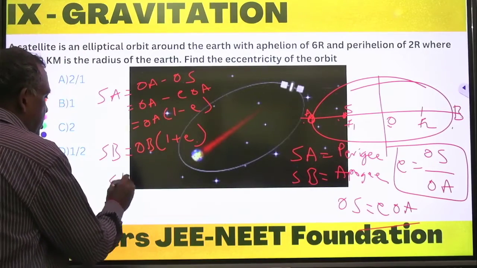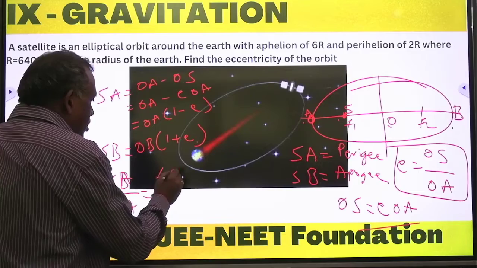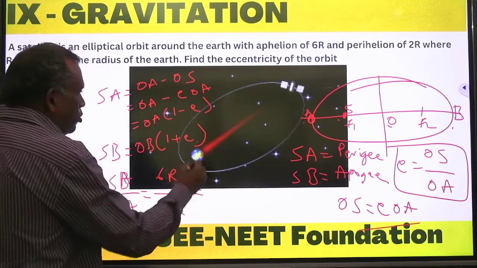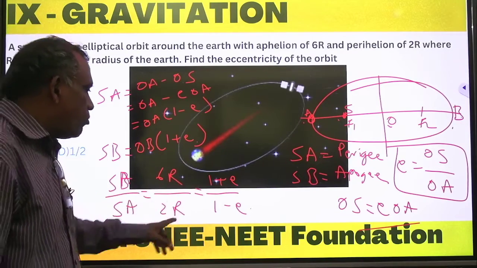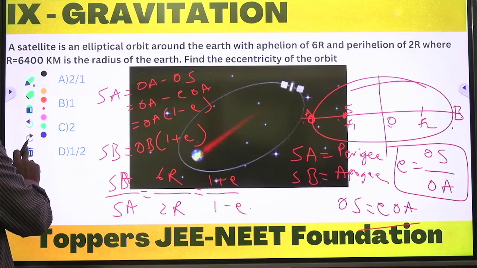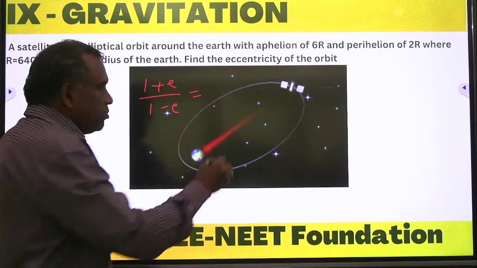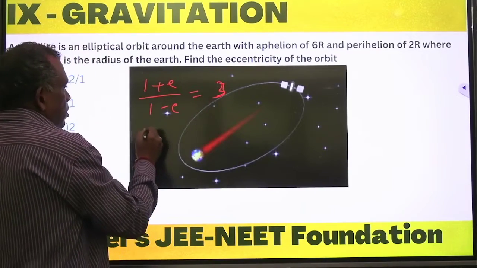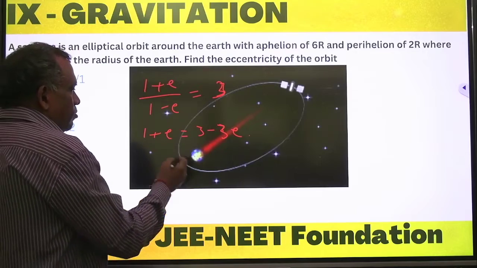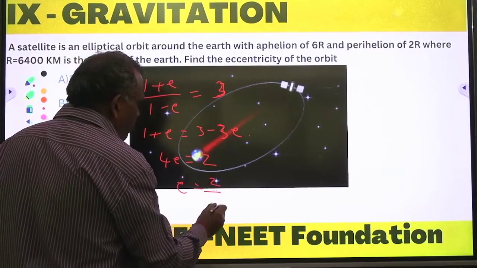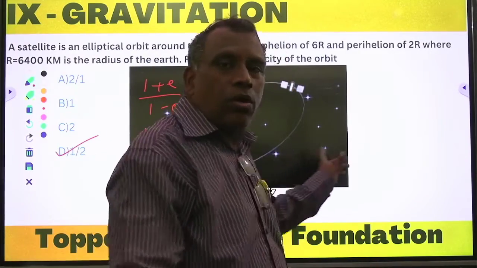So that is SB upon SA. SB is given as 6R and SA is 2R, so that equals 1 plus E upon 1 minus E, which is equal to 3. Then 1 plus E equals 3 minus 3E. So you get 4E equal to 2, then E is equal to 2 by 4, which is 1 by 2. So the option 1 by 2 is the correct answer. Eccentricity is 1 by 2.